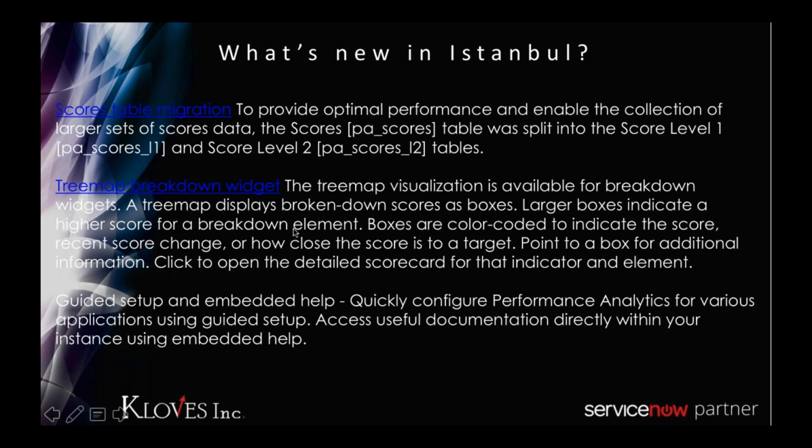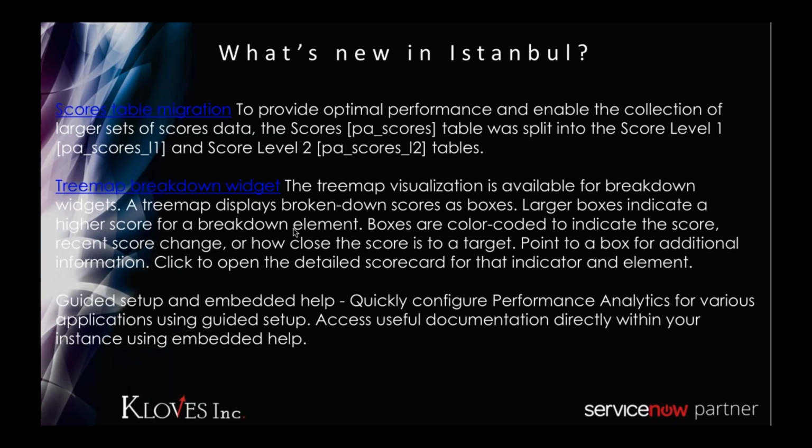And then a few other things which I'll briefly touch on. The scores table migration provides optimal performance and enables the collection of larger sets of scores data. The scores table was split into the score level 1 and score level 2 tables. This really allows for optimized performance as we're collecting scores. One thing to note here, if you have performance analytics and you are upgrading to Istanbul, you will have to upgrade your scores to this new schema. And we can talk a little bit about how to do that afterwards.